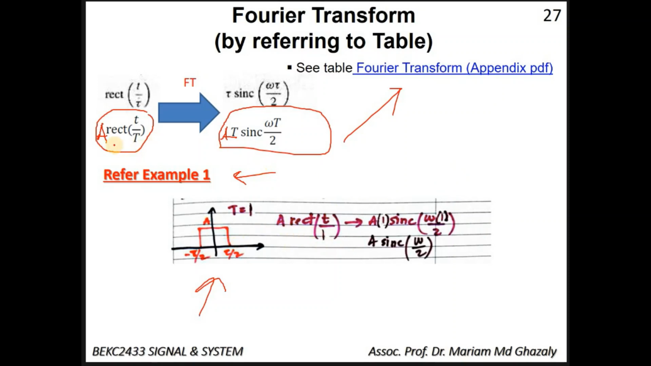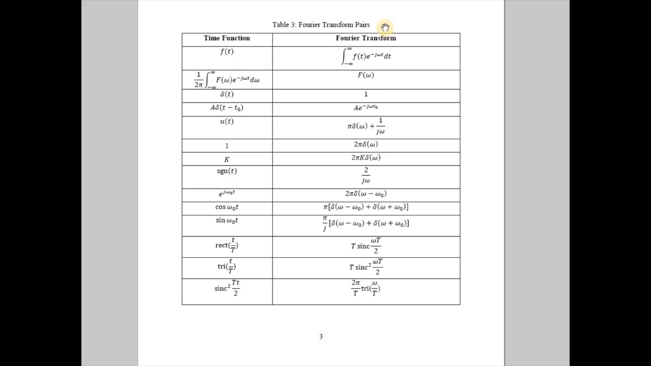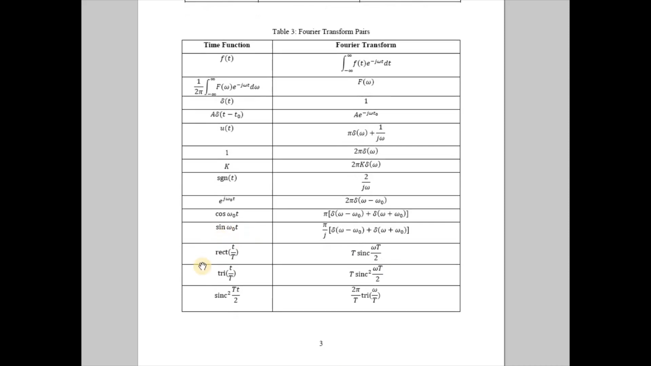So let's find the Fourier transform for this signal. By referring to the Fourier transform pair table given in the appendix, you can see the time function and also the Fourier transform given for each time function. Looking at rect of t over tau, the Fourier transform is given by tau sin(omega tau over 2). Like I said, if you have the amplitude A, you have A tau sin(omega tau over 2).